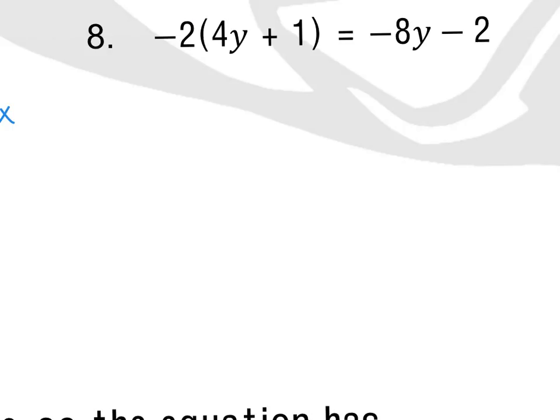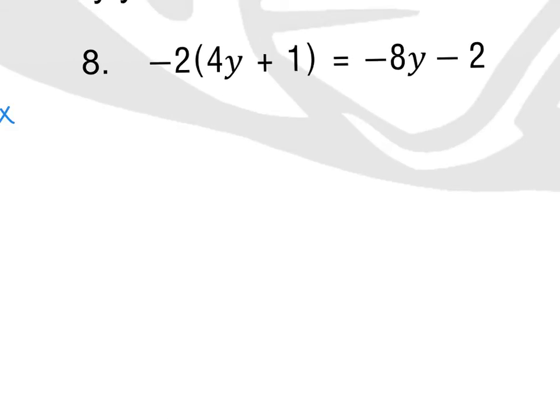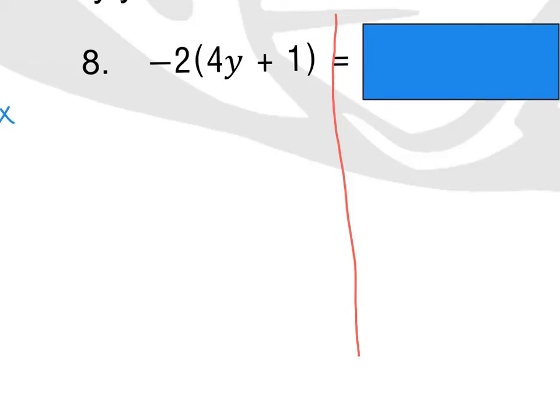We're also going to solve problem 8 here, so I'm going to draw my line down the middle first. Then I need to simplify each side, so I need to distribute. I'm going to cover up the right side. So I need to distribute. Negative 2 times 4y is negative 8y. And negative 2 times 1 is negative 2.